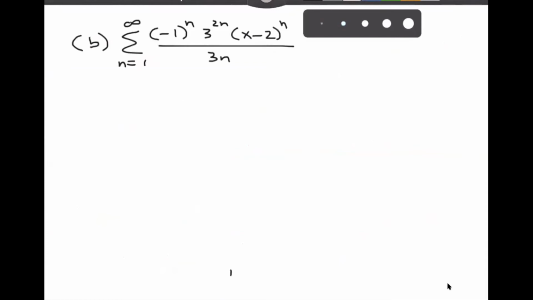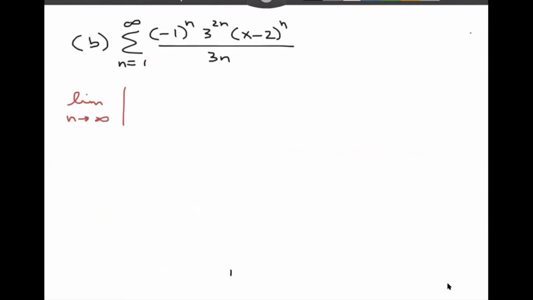The sum n going from 1 to infinity of (-1) to the n times 3 to the 2n times (x minus 2) to the n all over 3n. All right, I have a feeling that this one might go a little quicker. So we need to, again, look at the ratio test, the limit as n increases without bound, absolute value a sub n plus 1 over a sub n. Okay, I'm going to go down here this time because I keep running out of room.